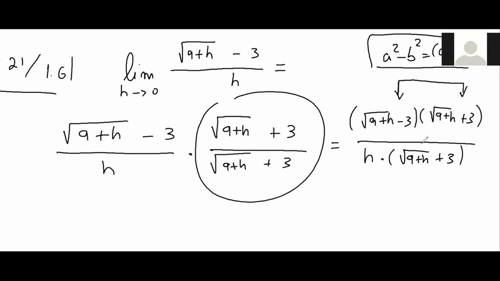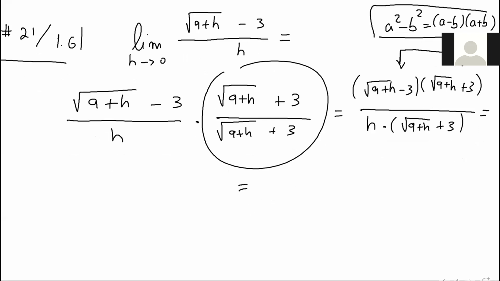And that's why I said that I didn't do a full review. This is something that you want to remember. But right now, when you do the product here, you will get a very simple thing. So let's pay attention here. So we get square root of 9 plus h squared will be 9 plus h quantity, and then minus 3 squared, which is minus 9. And that's going to be divided by h times square root of 9 plus h plus 3.